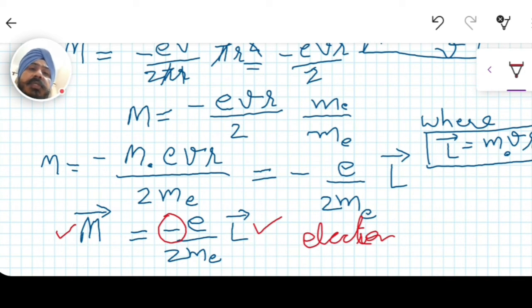If there is a positive charge circulating, of which we are calculating the magnetic dipole moment, then the magnetic dipole moment as well as the angular momentum will both have the same direction.